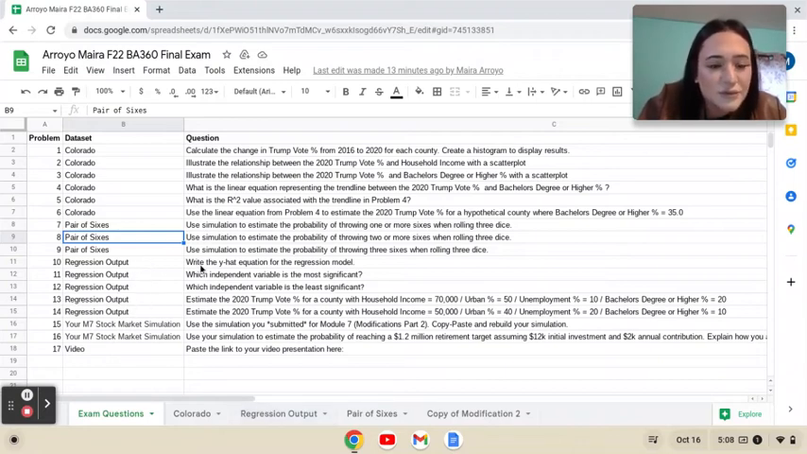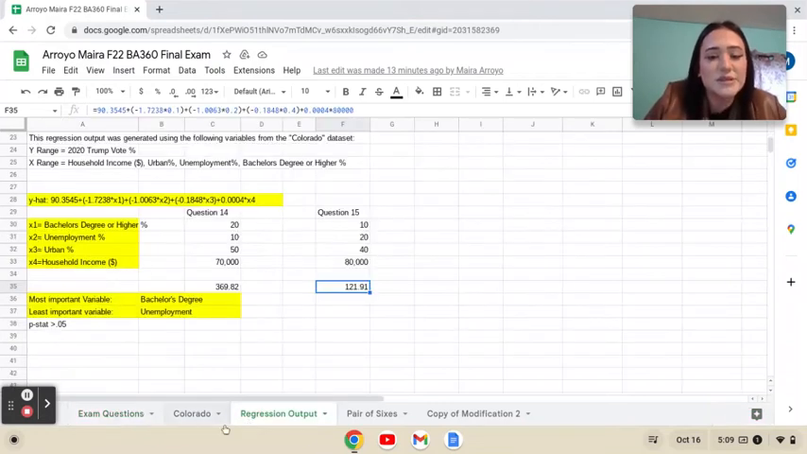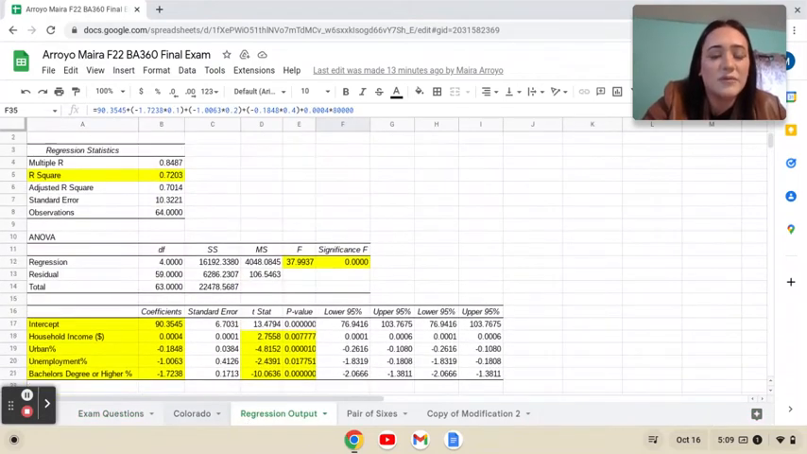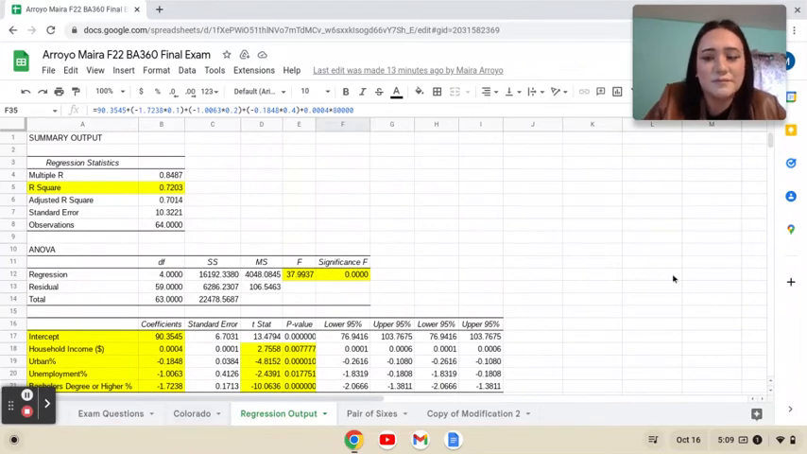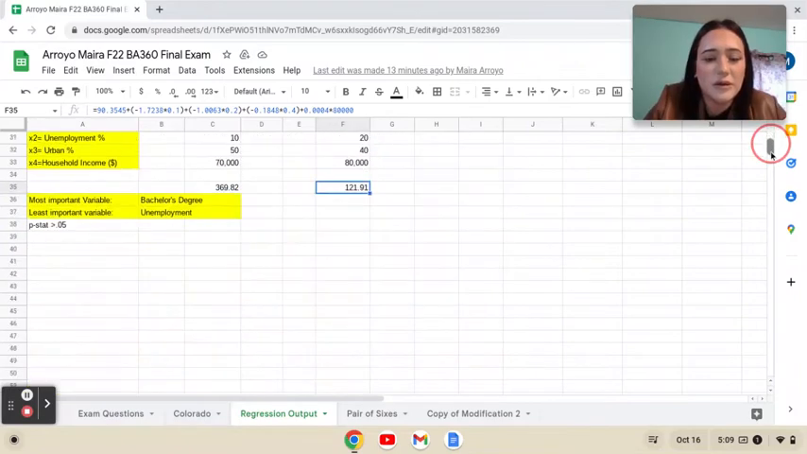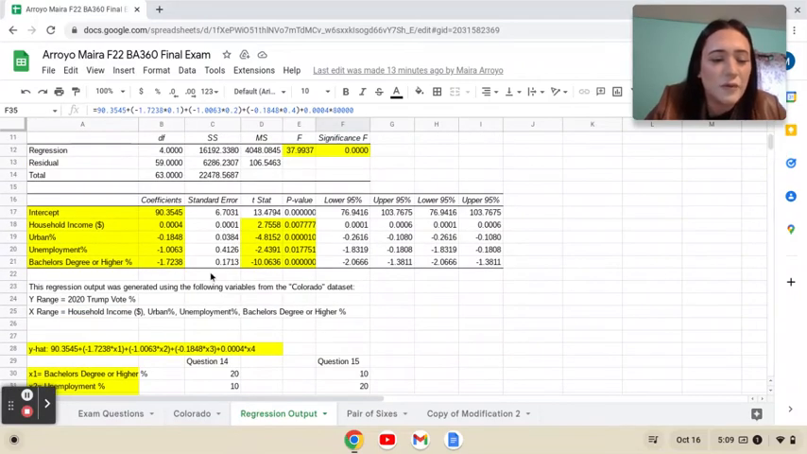10 through 14 was regression output. For number 10, it says write the y hat equation with the regression model. So basically, I just got in the habit of highlighting everything we need to look at, like we did in the modules. And for my y hat here, I highlighted it. How I got it is off of my coefficients.